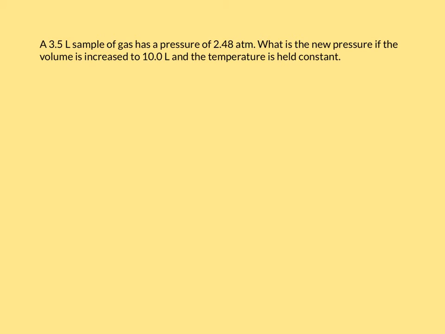Here's another practice problem, and I'm going to execute it the exact same way as I did the last one. I'm first going to write out my formula for the combined gas law. P1 times V1 over T1 equals P2 times V2 over T2. Next, I'm going to make a list of variables down the left-hand side of this box that tells me the variables that I know, and I'm going to read them from the problem.